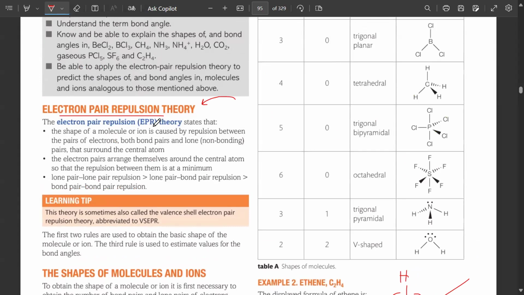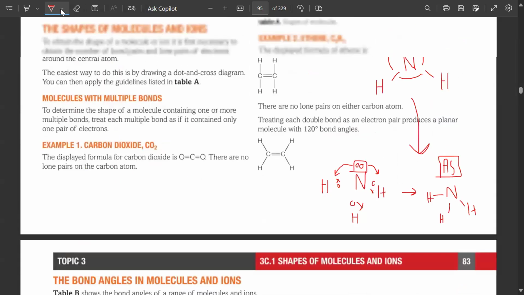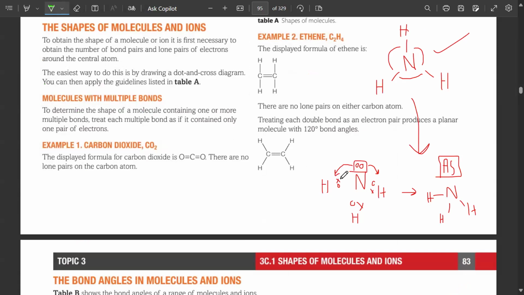The electron pair repulsion theory states that the shape of a molecule or ion is caused by the repulsion between the pairs of electrons, both bond pairs and lone pairs, that surround the central atom. The electron pairs arrange themselves around the central atom so that the repulsion between them is at a minimum. For example, lone pair repulsion is the greatest. If lone pair and lone pair repel each other, there's going to be the greatest repulsion. Then comes the lone pair bond pair repulsion. So you should always know how to identify which ones are the bond pairs and which ones are the lone pairs. Look at these, these are all your bond pairs. And if you look at this one, this is known as the lone pair, which is not bonding.